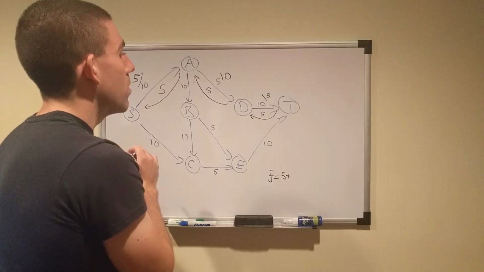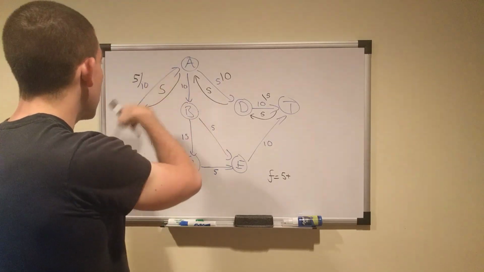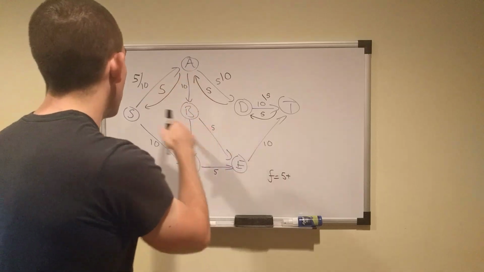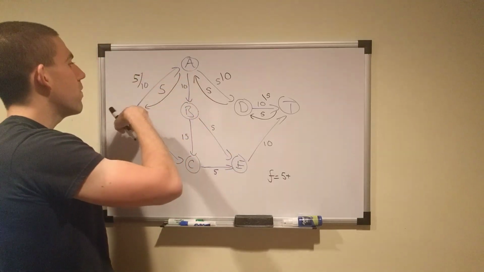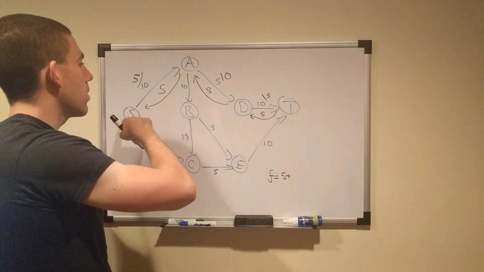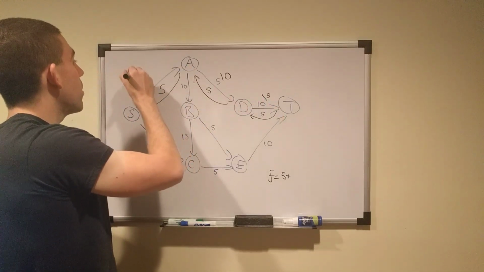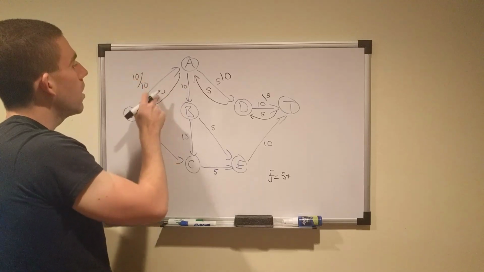Okay, so what else can we do? We can't use this anymore. So we can kill this guy off, I think. Yeah, we can kill this off. So we can send 5 here, 5 here, 5 here, and then 5 through here. So we're going to go S to A to B to E to T. So now we've used up all 10.